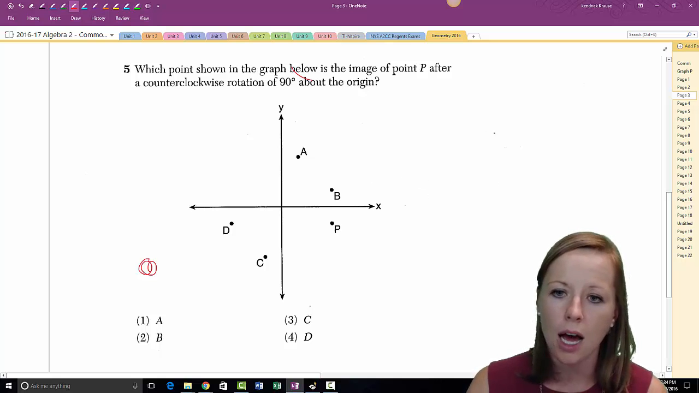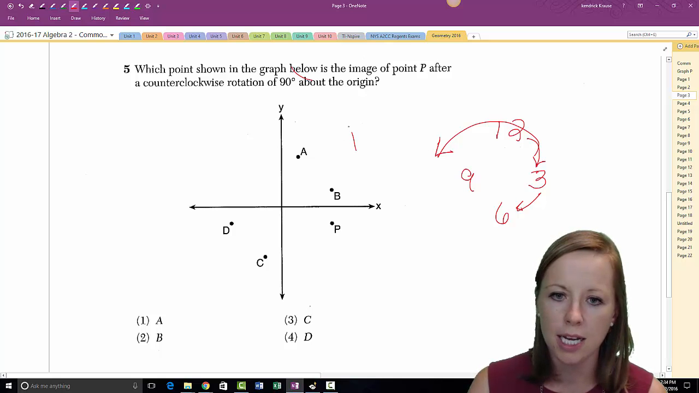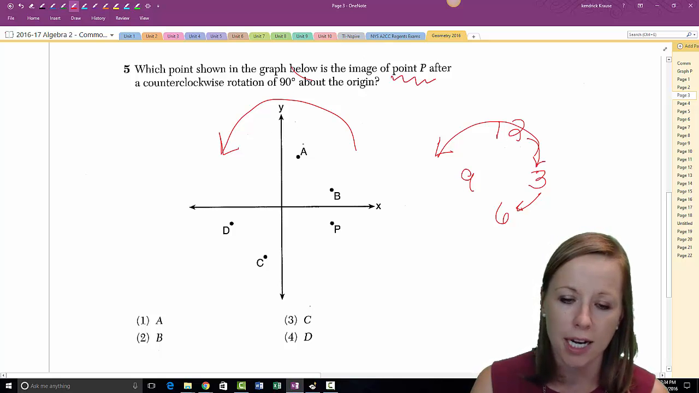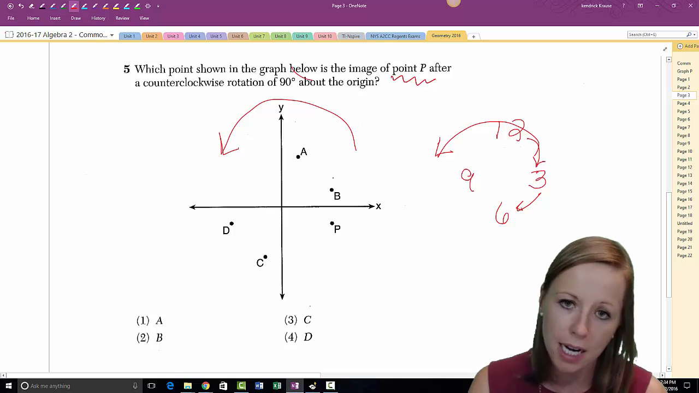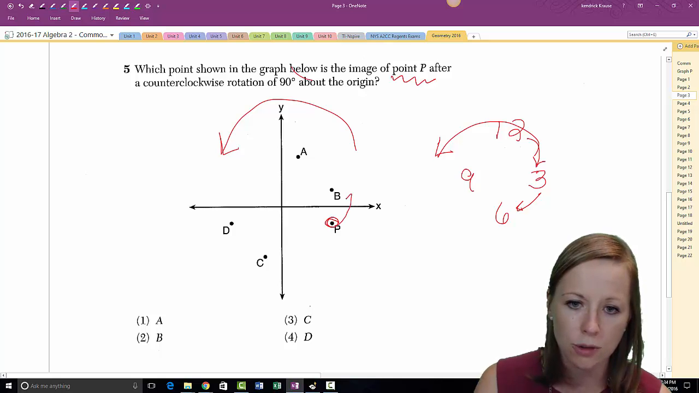of 90 degrees. I'm not sure if you've seen a clock before. 12, 9, 3, 6. But clockwise is this direction. Counterclockwise would be this direction. So we're rotating this way, okay? Image of point P after a counterclockwise rotation of 90. You know each quadrant is worth 90 degrees. So P is starting in quadrant 4. It's going to move into quadrant 1 if it moves 90 degrees, okay?